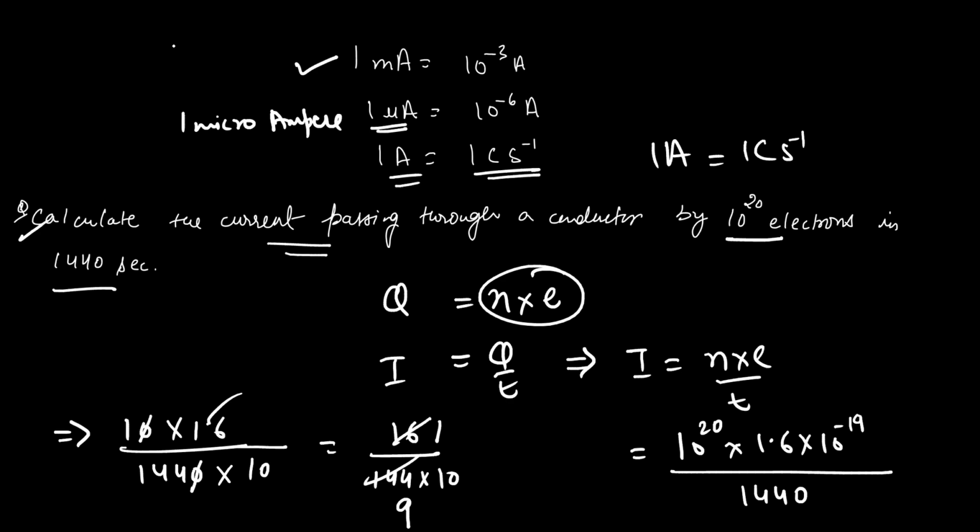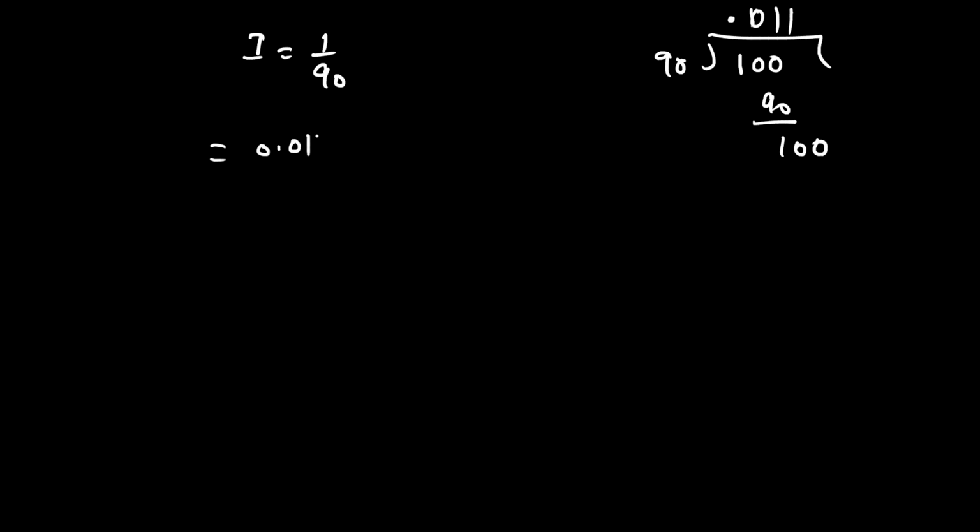So what are you getting here? You are getting 0.01. Yes. So you need to calculate I. So I is 1 by 90. Okay, 0.01. Yes. When you divide 1 by 90, you will get point, then 0, then you still cannot divide, then 0, then 1, 0, then 1, you will get 90, and again 10, then 0 is here, then you will get 0.011 ampere.